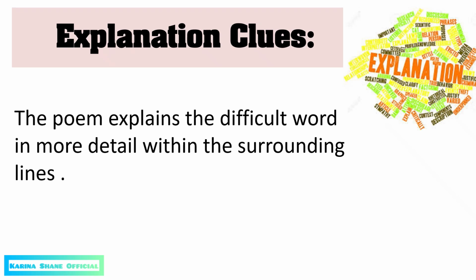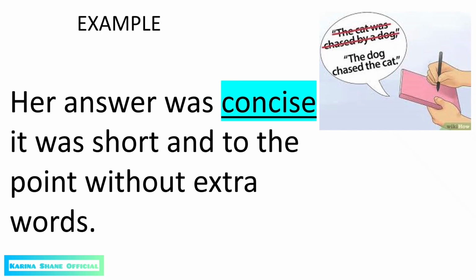The poem explains the difficult word in more detail within the surrounding lines. Example, her answer was concise, it was short and to the point without extra word. So, the word concise means short and direct to the point.